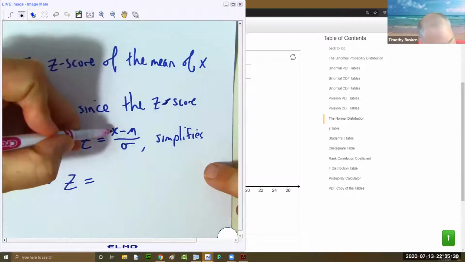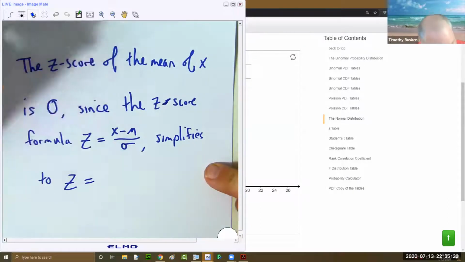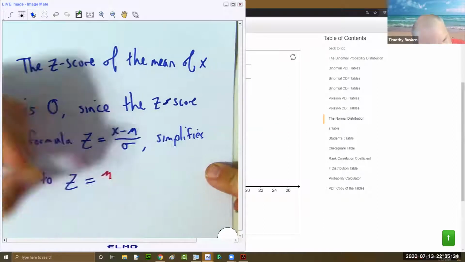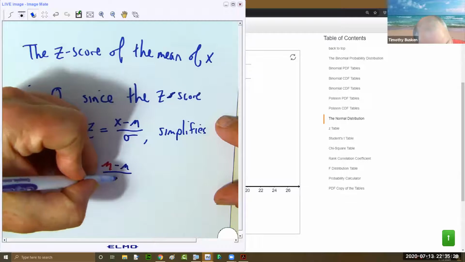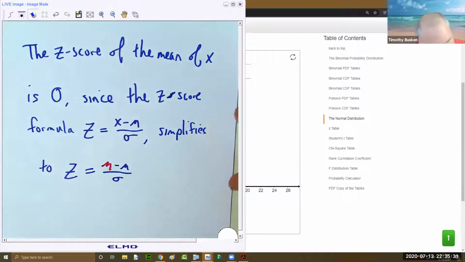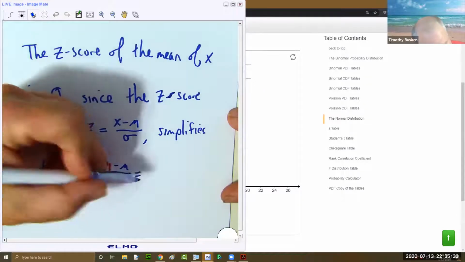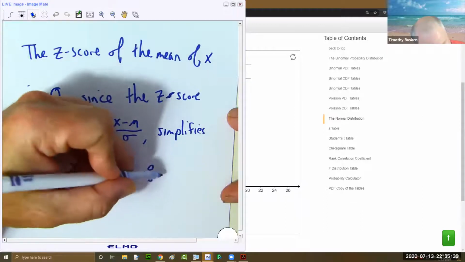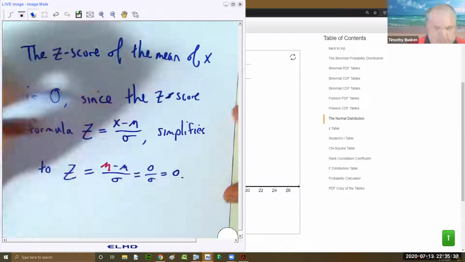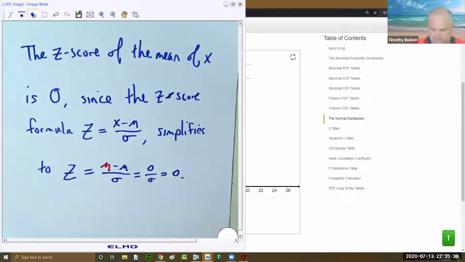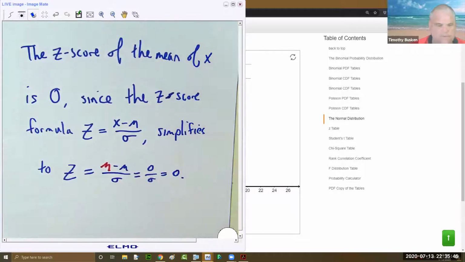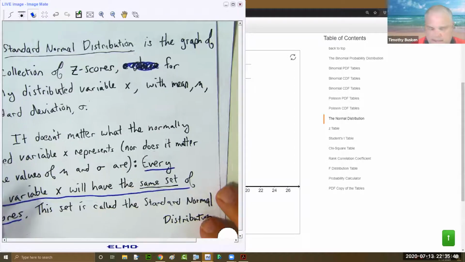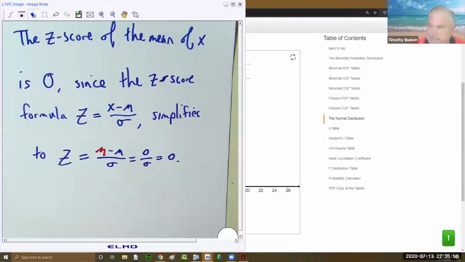So at x equals mu, the z-score is mu minus mu over sigma, okay? And the numerator becomes 0 over sigma, and of course that is 0. So it's just a property of the z-score formula. And that also tells us that the center of the normal distribution is going to be at the origin, or at 0.